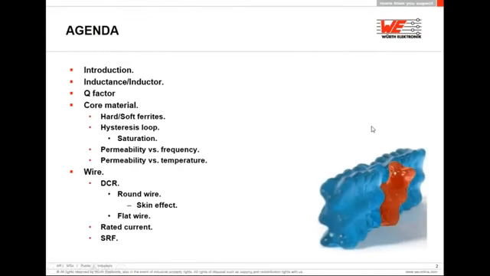Here's today's agenda. As I mentioned, we're going to define both inductance and inductor, different types of inductors, and what effects the core material and wire type have in this type of component. As you can see, we're also going to go through topics such as Q factor, hard and soft ferrites, hysteresis loop, saturation, frequency and temperature effects in permeability, direct current resistance, skin effect, rated current, and self-resonant frequency.